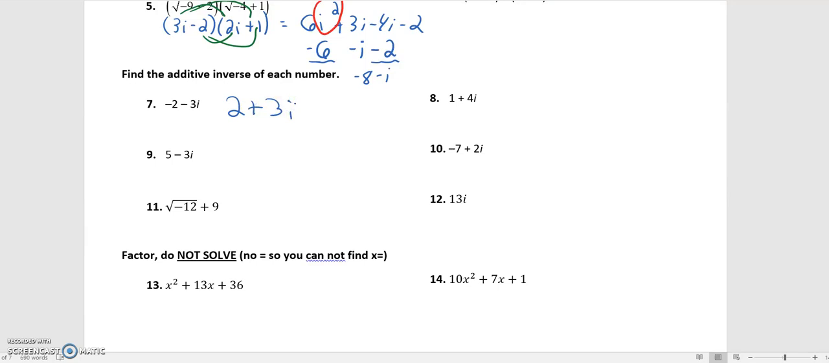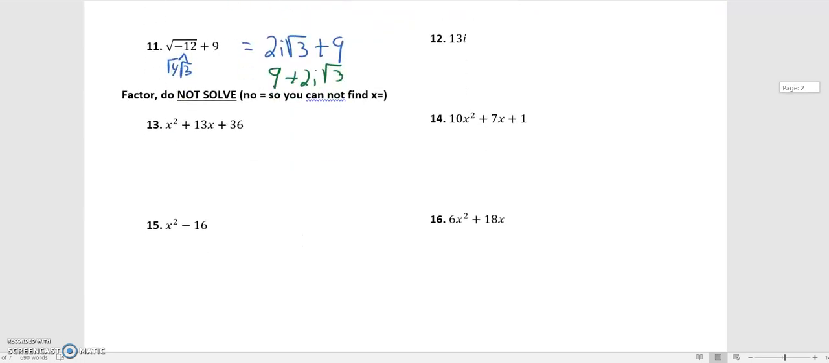I do remind you that the i should always come second. So if you simplify this, you'll get that 4 and the 3. So that's going to become 2i square root of 3 plus 9. But please remember that real numbers always get written first, so your 9 should be coming first. I might not take off points for that on the test, but technically, that should be done.